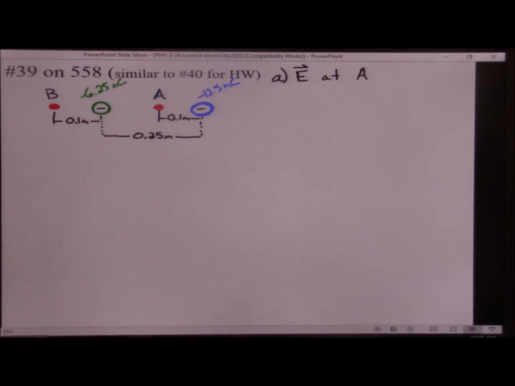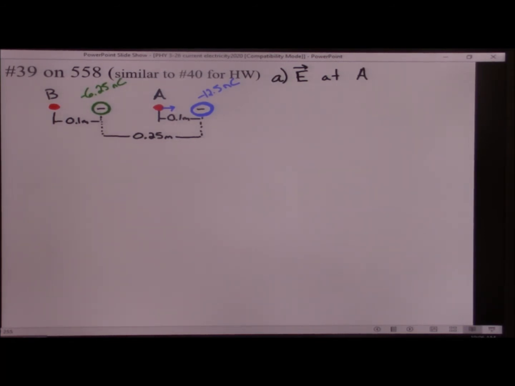Electric field's a vector. So I have two different charges that create electric fields. I've got a green one and I've got a blue one. I color-coded it for right now. They are negative charges, which means the electric fields are going to point towards them. So if I were to make a little blue arrow for the electric field around the blue charge, that negative 12.5 nanocoulombs, it would be pointing towards the charge, because electric fields travel towards negatives and away from positives.